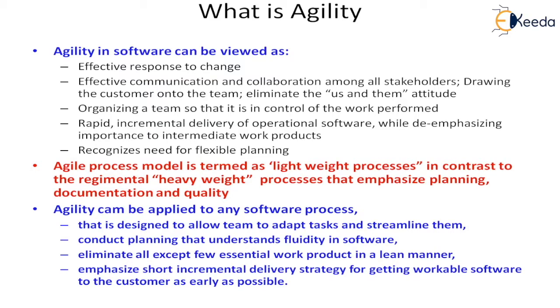So what we have to do in agile software, when we say that we have agility, then we have to have effective communication, and we should not differentiate between different types of stakeholders. We should not say that they are customers and we are developers. So this kind of attitude should be eliminated, and everybody should be considered as a single team, and all together should respond to the change in an effective manner so that the software is properly built. Organizing a team so that it is in control of the work performed.